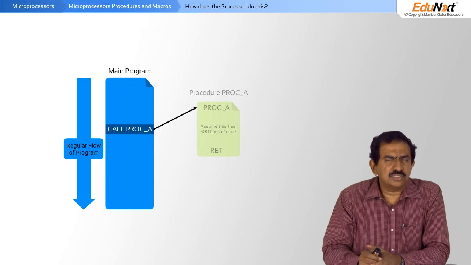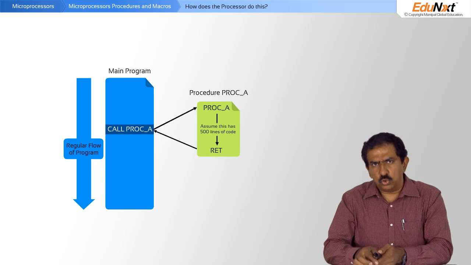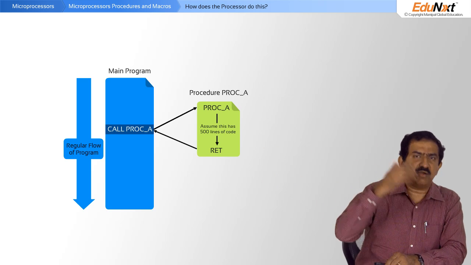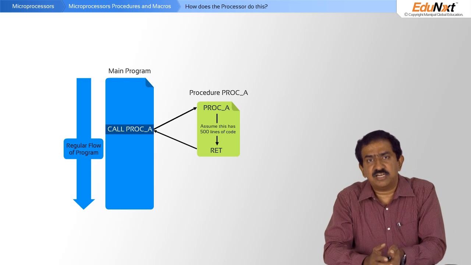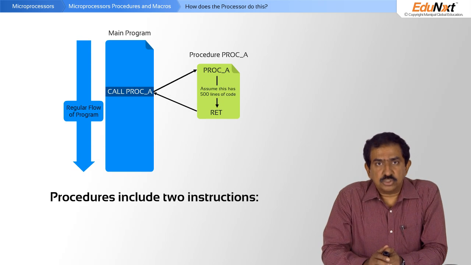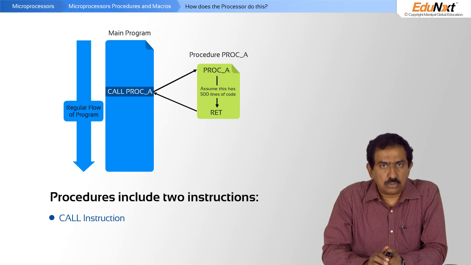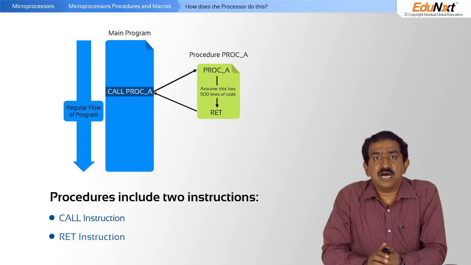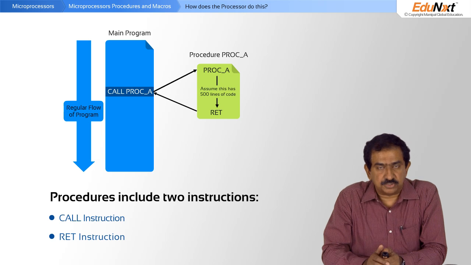How does the processor do all of this? How does the processor know when to go there, when to come back, how to come back to this location from where it left, etc.? There are two important instructions to understand. One is the CALL instruction that we discussed. The other one is the RET, return instruction.